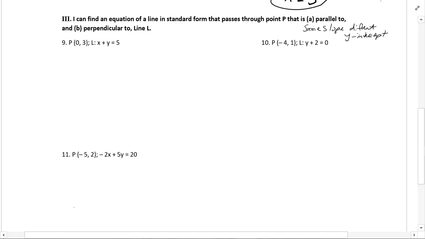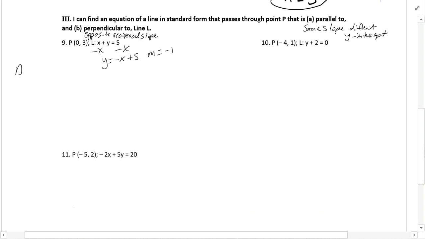Perpendicular lines have opposite reciprocal slopes, meaning if your slope is like a negative 1/3, the opposite reciprocal would be a positive 3. So the first thing you want to do is put line L in slope intercept form so that you can identify the slope. So we're going to subtract x from both sides. So we get y equals negative x plus 5, which means the slope of this line L is negative 1.